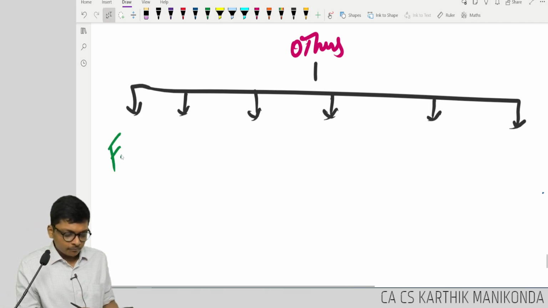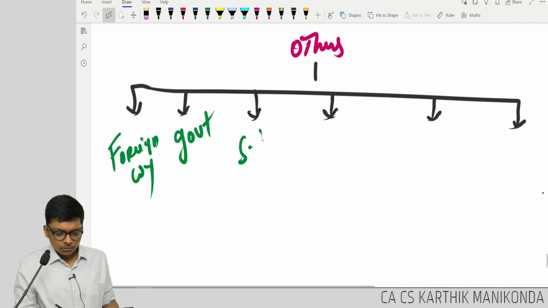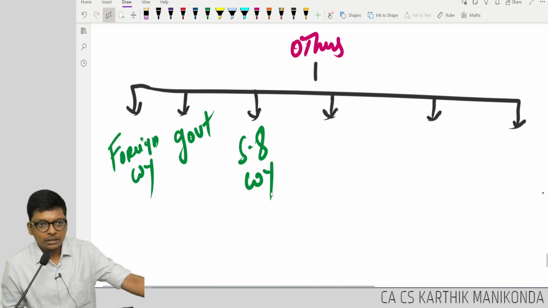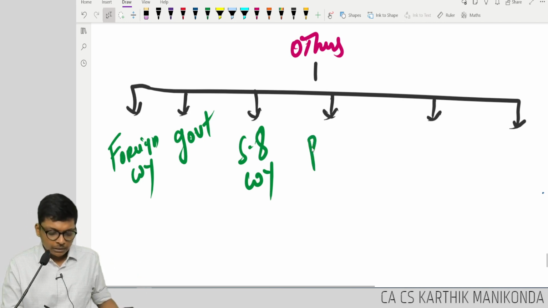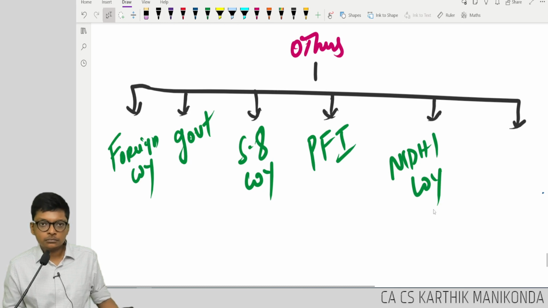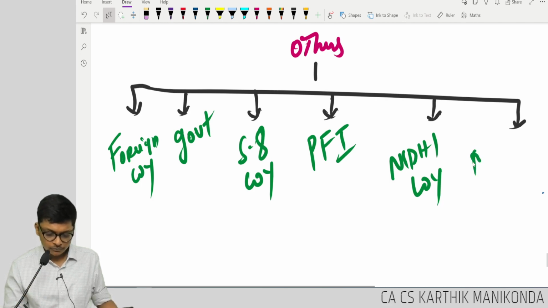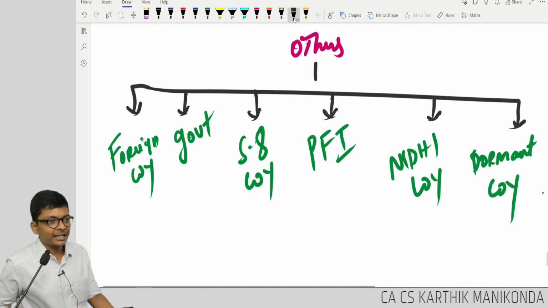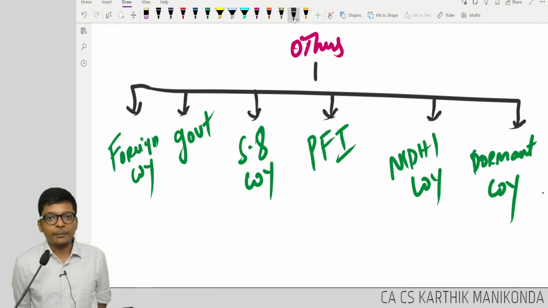Under others we have foreign company, government company, section 8 company, public financial institution, Nidhi company, and we have one more: dormant company. Are you following, guys? We have 6 types of companies under others.